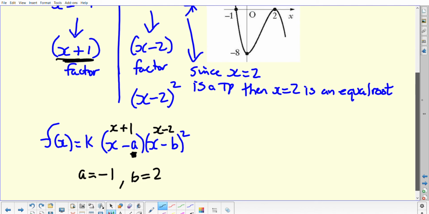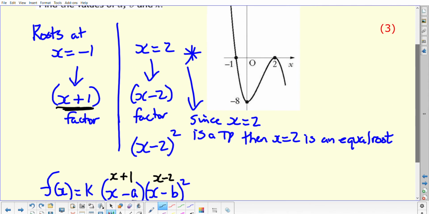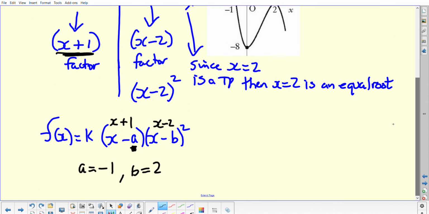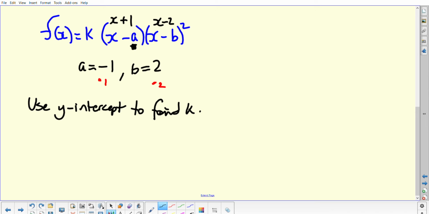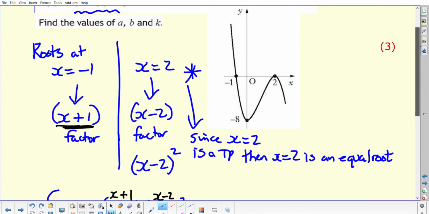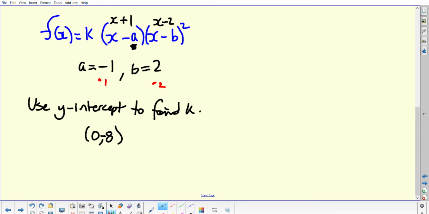And then in order to work out the last value, the k, you then need to make use of the y-intercept, the point that you have got. So you've earned a mark so far if you've got these two things correct, but then to get your k, use the y-intercept to work out your value. So our y-intercept was the point 0, 8, correct, so 0 minus 8.